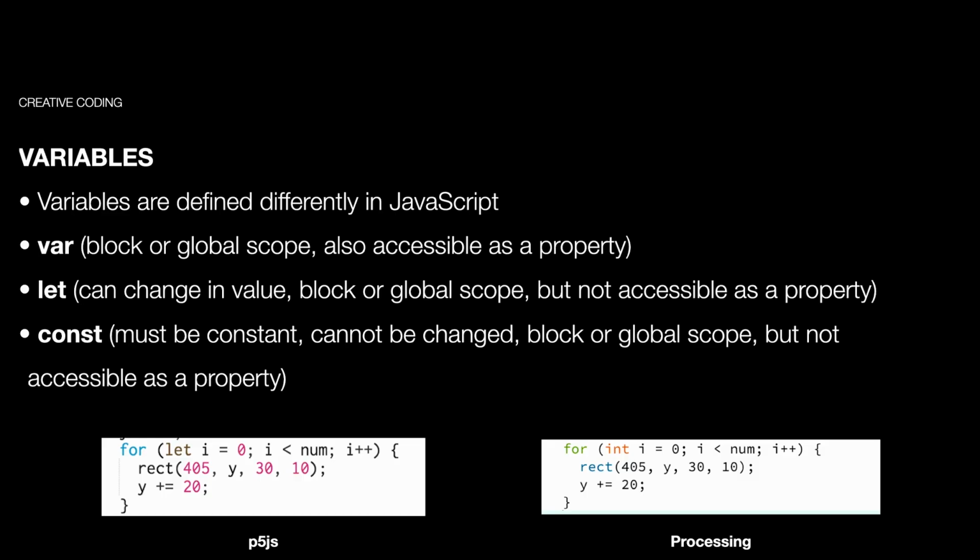And like I said, const is not going to be changed. It can be block or global scope as well, but again, it's not going to be accessible as a property. Here are just two examples of this in practice. Again, using let in p5.js and using int. Just seeing it in a little bit more context.